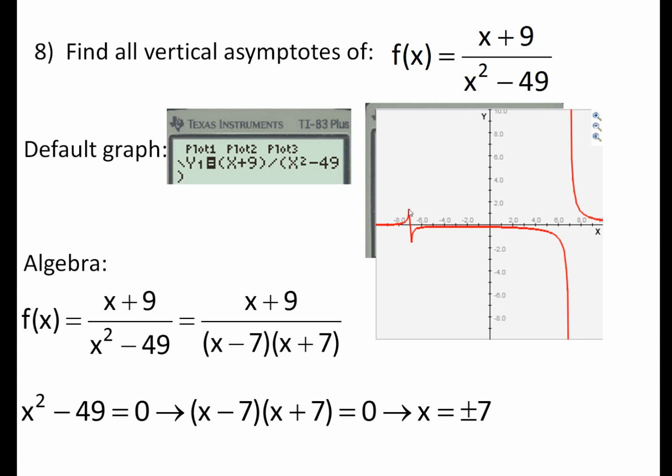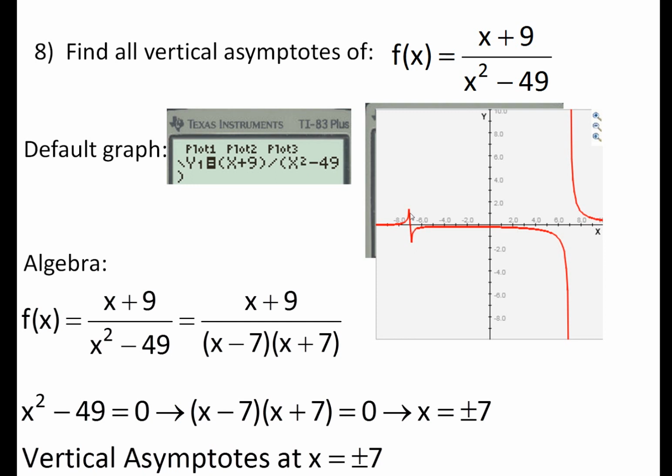So it turned this pixel on, but then it connected the points and then turned this pixel on. So this vertical line here is really an artifact of the drawing program. It is not an actual part of the graph. To draw an accurate graph for this, you would need a dotted vertical line at positive and negative 7 to indicate the vertical asymptotes.